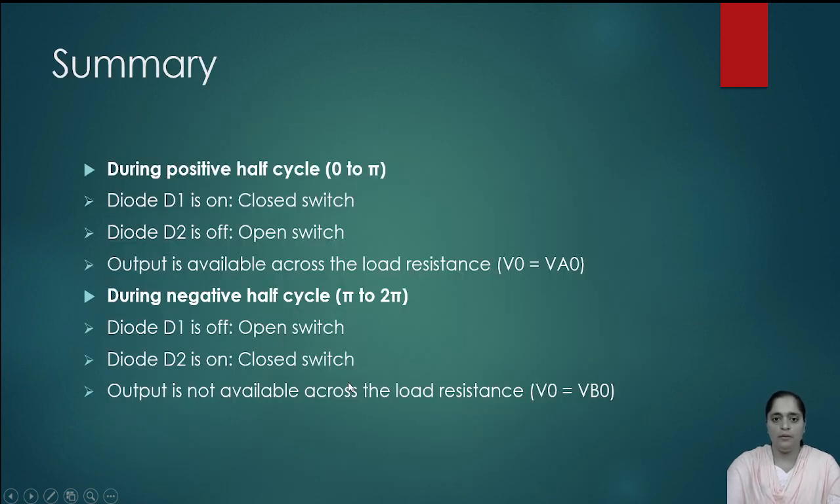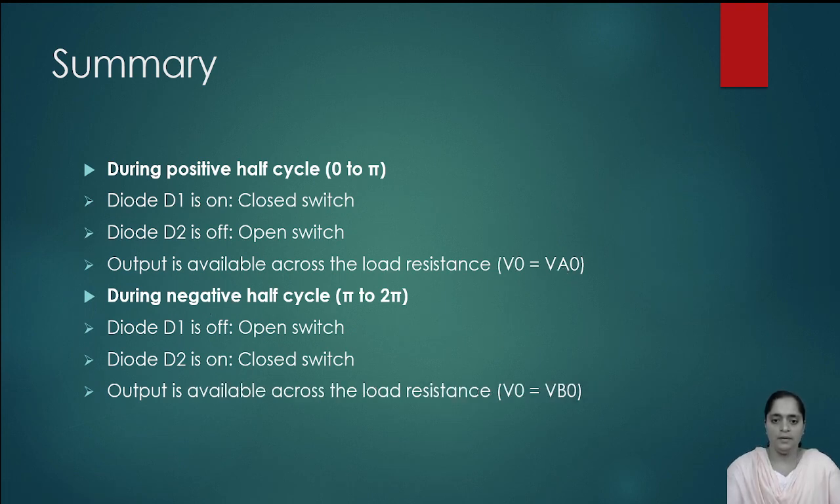We will make a summary for the center tap transformer rectifier in such a way that during the positive half cycle, meaning in the 0 to pi cycle, diode D1 is on, meaning it acts as a closed switch. Also we say that it is in forward bias state. And diode D2 is in off state, meaning it acts as an open switch, in reverse bias state. Output is available across the load resistance, that is V0, also called the load voltage, equal to the induced voltage VA0.